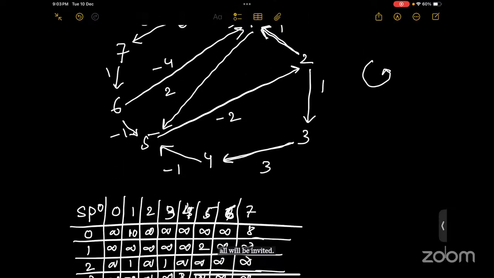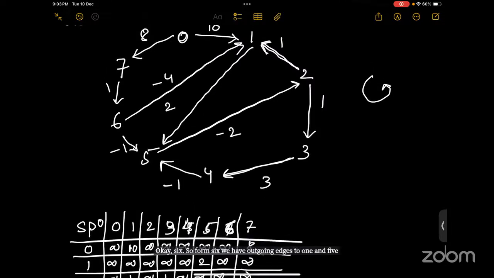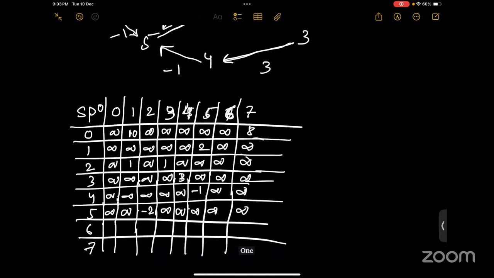Okay, 6. So from 6 we have outgoing edges to 1 and 5, right? So 1 is -4 and 5 is -1, right? 7 to 6 is 1 and rest are infinity, right? Yes. So this is our SP0 matrix. That is the weight matrix.